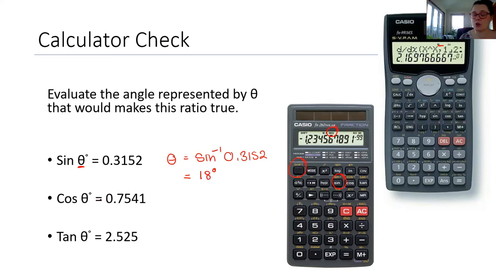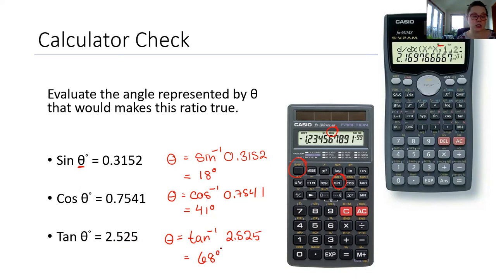Cosine of an angle is 0.7541. So our angle is going to be the cosine minus 1 of 0.7541, which gives us 41 degrees. And then for the last one, the angle that would give us a tan ratio of 2.525 is going to be equal to inverse tan of 2.525, which gives us an angle equal to 68 degrees. So just a really, really quick calculator check. If that's good, the rest of the lesson is going to go very easy for you.